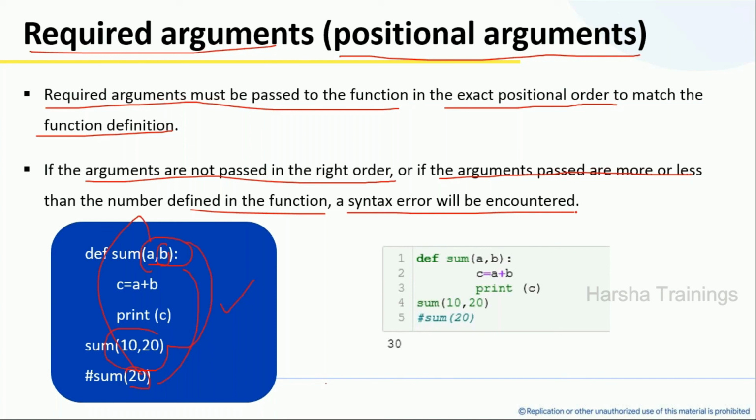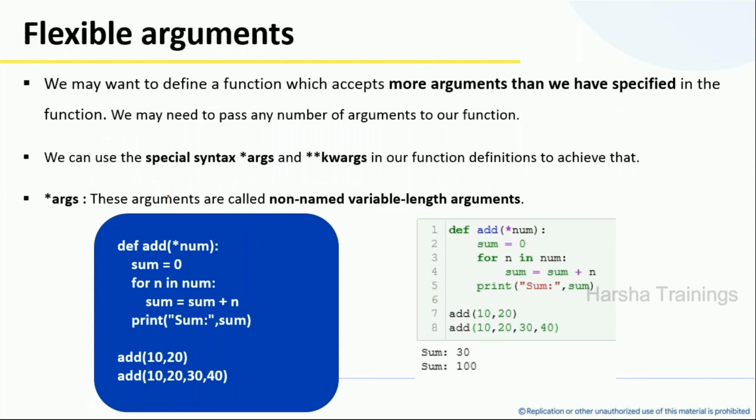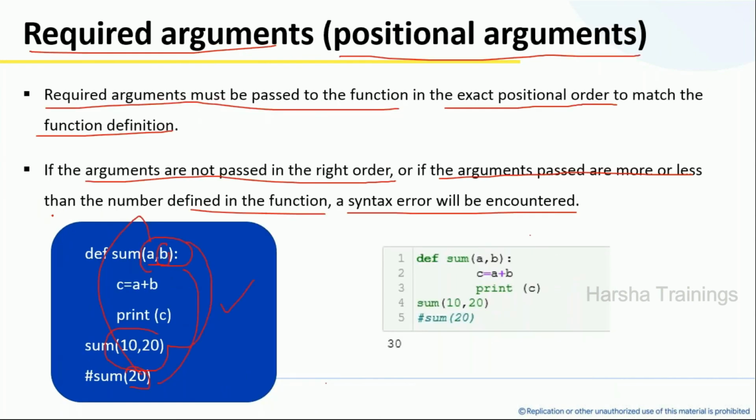Yes, sir. Now finally, the 4th kind of arguments are called flexible arguments. Python supports 2 flexible arguments. The first one is star args, the second one is star kwargs. Now let me tell you the beauty of star args. It is exactly opposite to positional arguments.